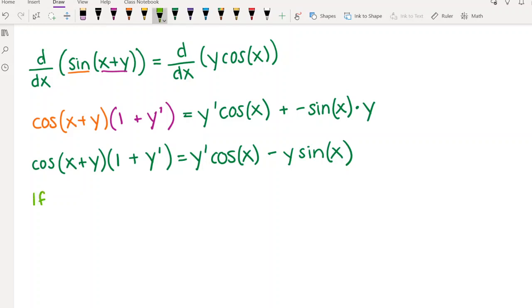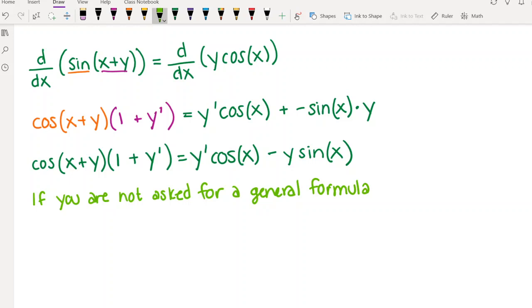So if you are not asked for a general formula, and this is going to come up on some of the homework questions for sure, so if you're not asked for a general formula for y prime or dy dx, you can plug in the point, I'll just say the point, you know what I mean, right? The point where you're trying to find the slope.